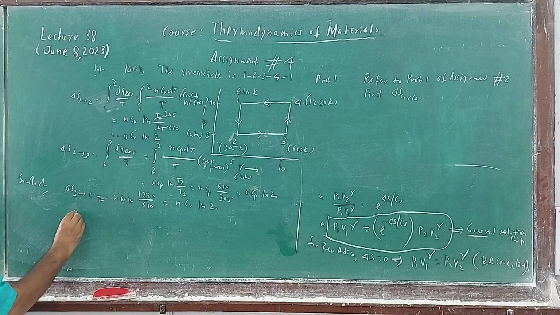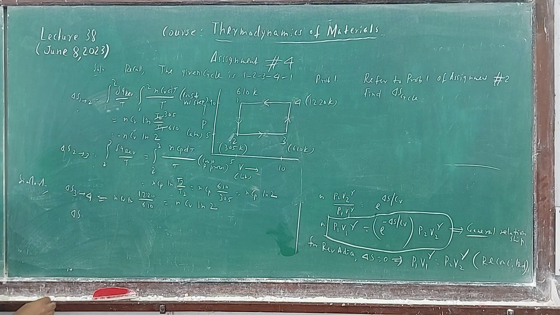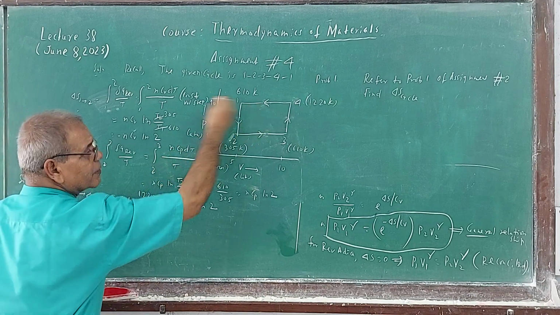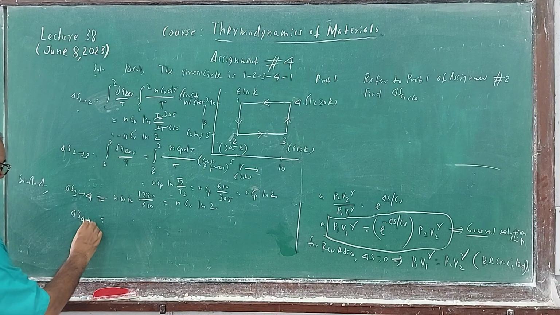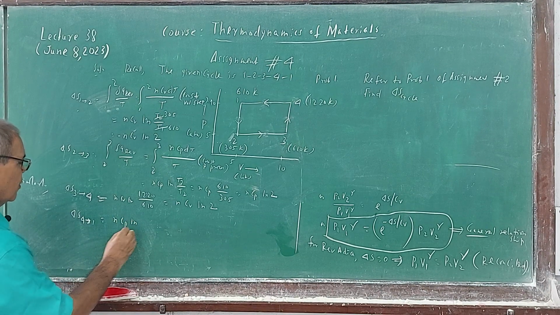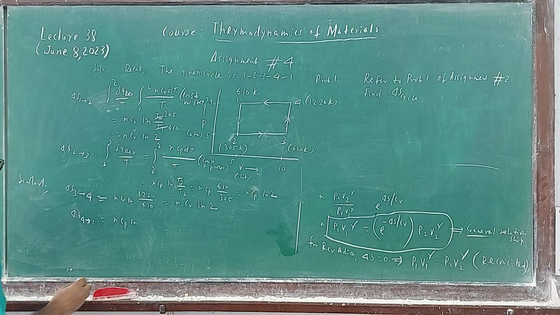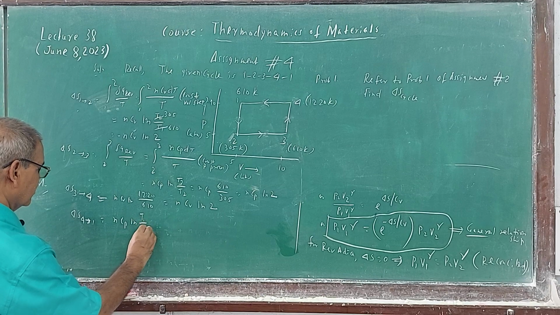And delta S for 3 to 4. 1 to 2, 2 to 3, 3 to 4, and the last is 4 to 1. What is 4 to 1? Constant pressure. What is the answer? Yes, Nirjal, what is the answer for 4 to 1? Ln, 4 to 1: ln T1 by T4.